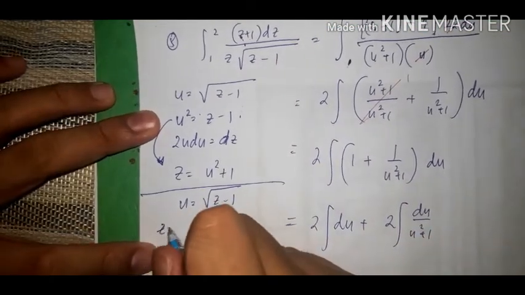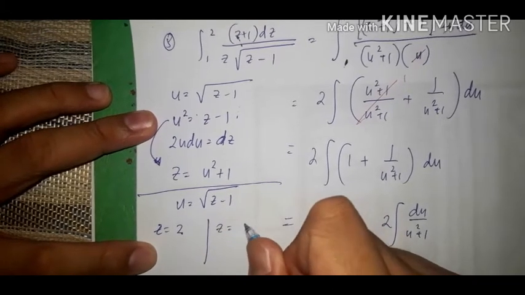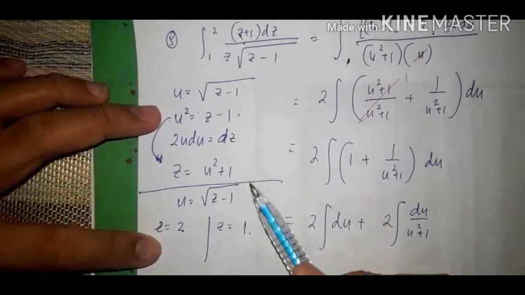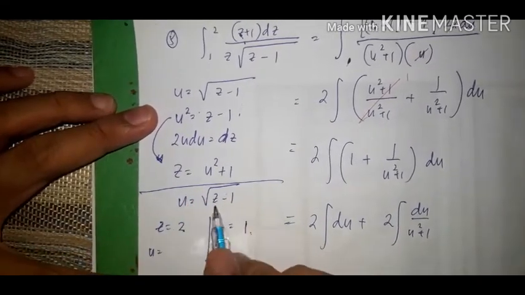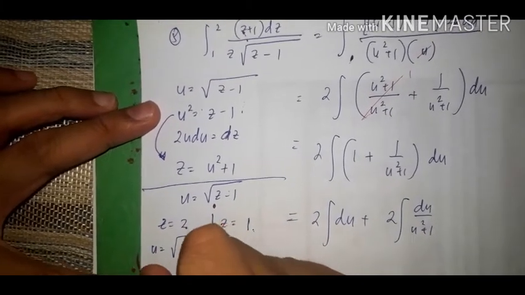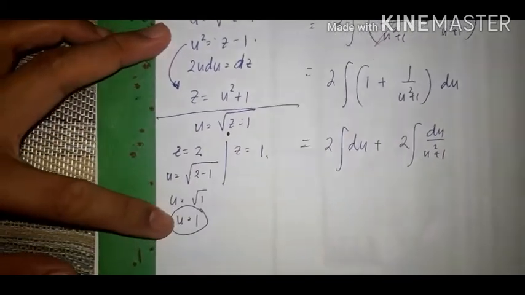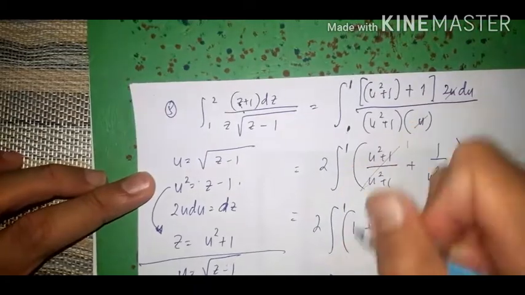So, ang upper limit, z is 2. Ang lower limit, z is 1. So, I need to solve for the corresponding value of u based on our substitution. So, substituting z on my substitution, u is equal to square root of 2 minus 1. Then u is square root of 1. Then u is 1. So, your upper limit now is 1.